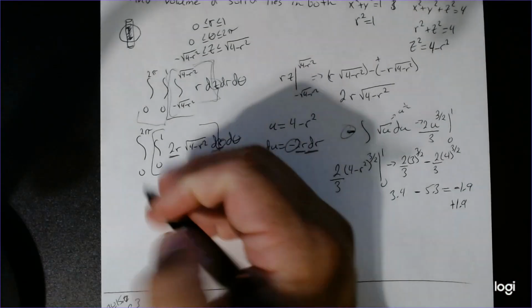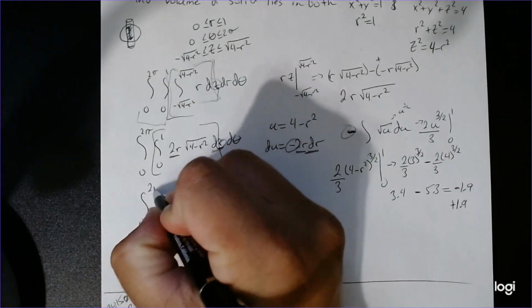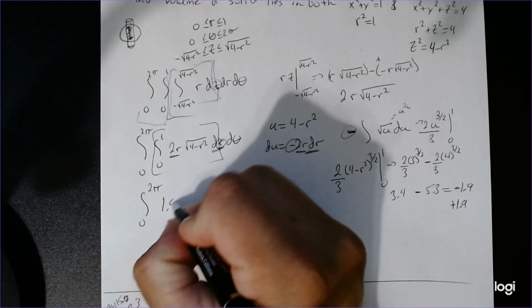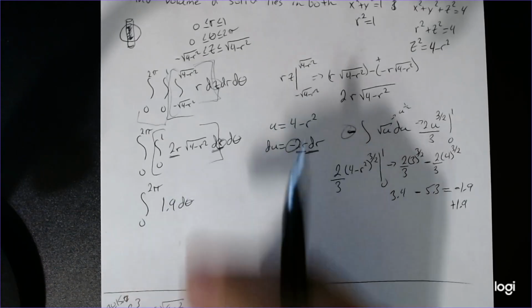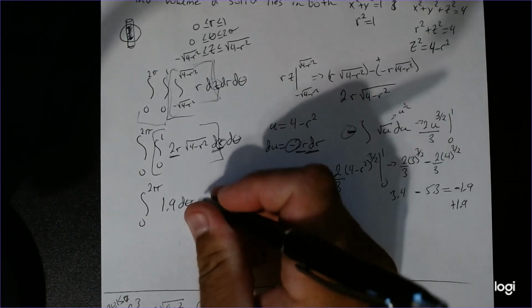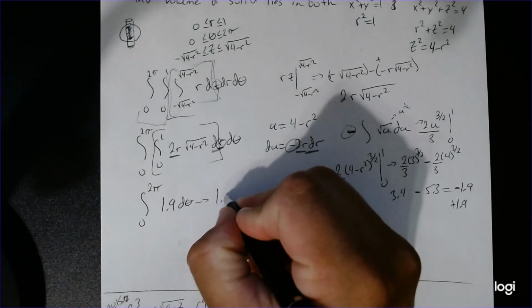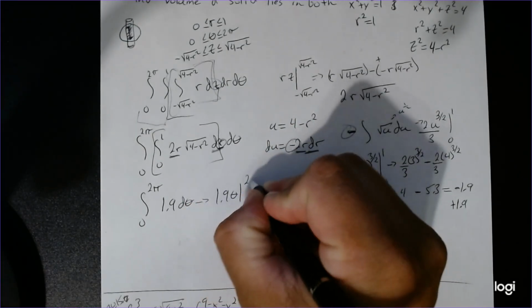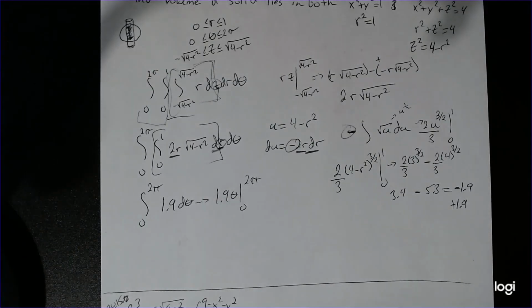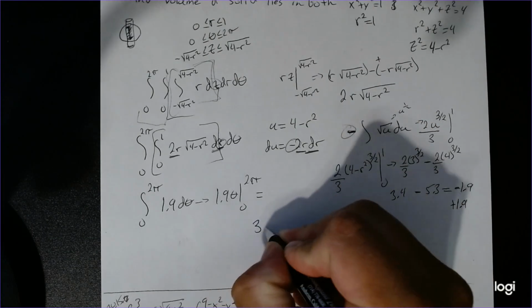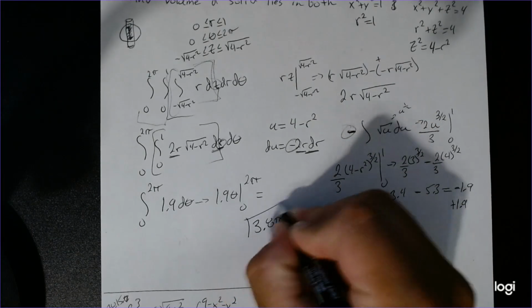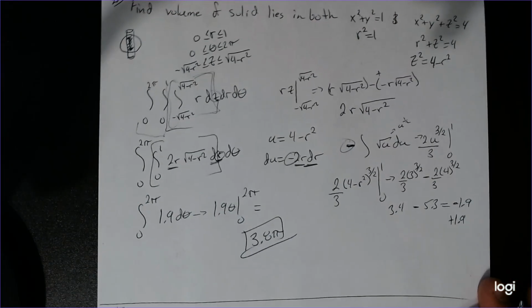Now I go back over here and do it one more time with respect to theta. So this is just going to be 1.9 theta, and you just plug in at 2 pi and 0, so just times it by 2. So the answer is 3.8 pi, right?